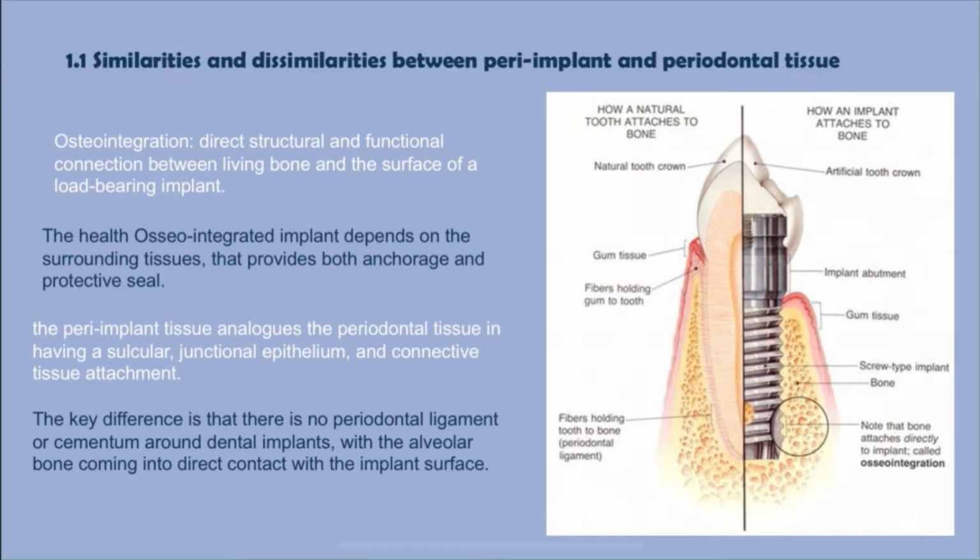The peri-implant tissue is analogous in many ways to the periodontal tissue. They both have a cellular epithelium, junctional epithelium, and connective tissue, with the key difference here being that there is no periodontal ligament or cementum around the implant, with the alveolar bone coming into direct contact with the implant surface.